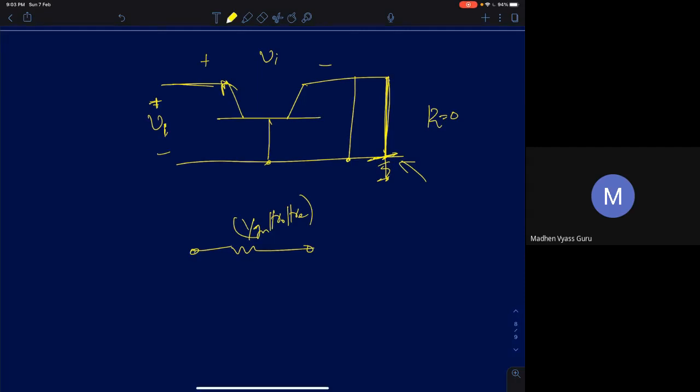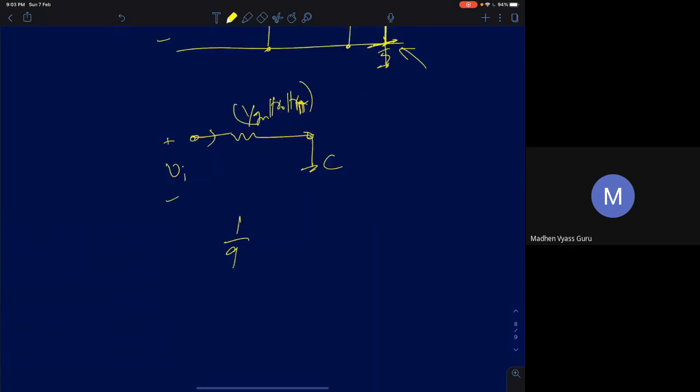1 by Gm parallel R0 parallel Re. I'm sorry, this is R pi. 1 by Gm parallel R0 parallel R pi. And the collector is anyways at ground, since both base and collector are at the same voltage. And you're applying a voltage Vi here, so the resistance will be 1 by Gm parallel R pi parallel R0.